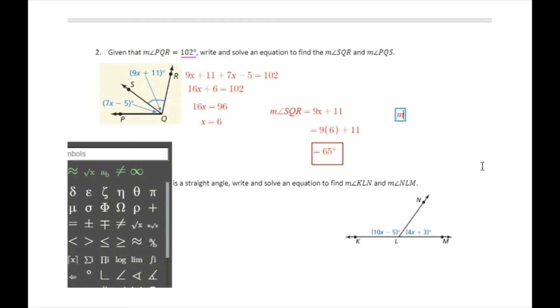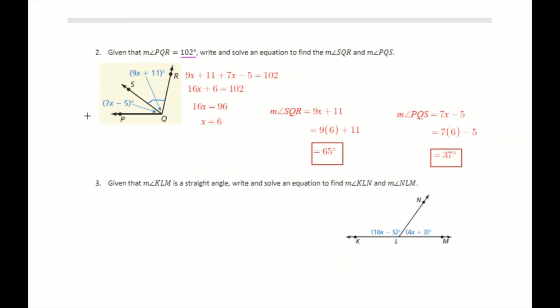So the measure of angle PQS is going to be equal to 7x minus 5. We've already established what x equals. 7 times 6 minus 5. If we plug all that into our calculator, we don't have to do the arithmetic by hand here. We get 37 degrees. So now we've solved for both the measure of SQR and PQS. We're going to use this technique where we first solve for x, and then plug that into both of these expressions on the next couple of problems as well.